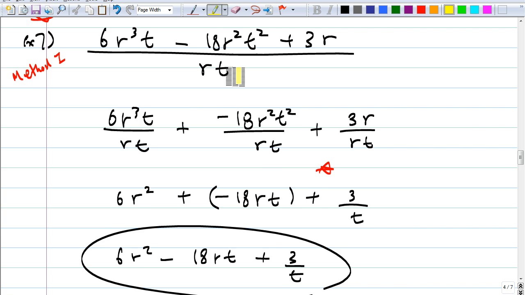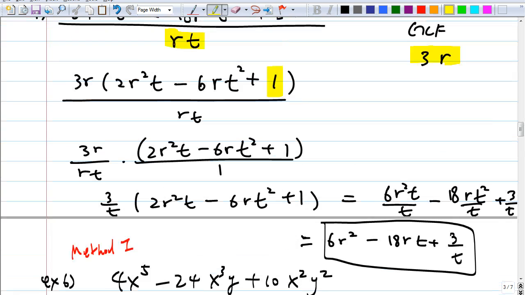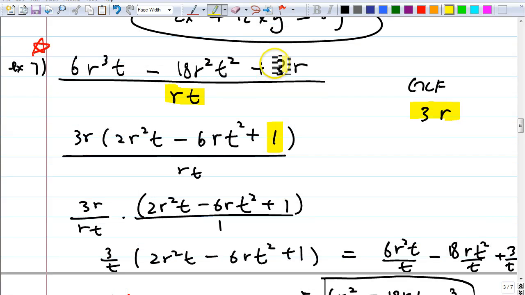Any question? One thing that I want you to really be careful about is when you factor out your GCF, if your GCF happens to be the same as one of the terms, you have to leave that 1, because it's really 3R times 1, isn't it? When you factor it out. Everybody understand what I'm talking about? Are we good?